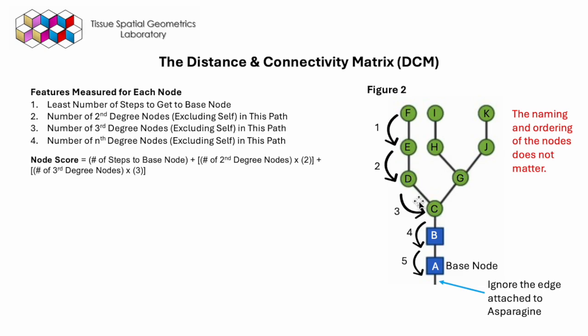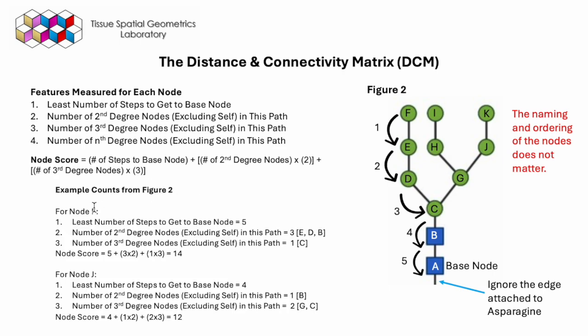So what you do is first, for every single node, you count the least number of steps to get to the base node. And you count along that same path how many nodes are first degree, second degree, third degree, and so on and so forth. So in graph theory, if a node only has one connection to another node, it's considered a first degree node. A node like E that has 2 connections is a second degree node, and a node like C that has 3 connections is a third degree node, so on and so forth.